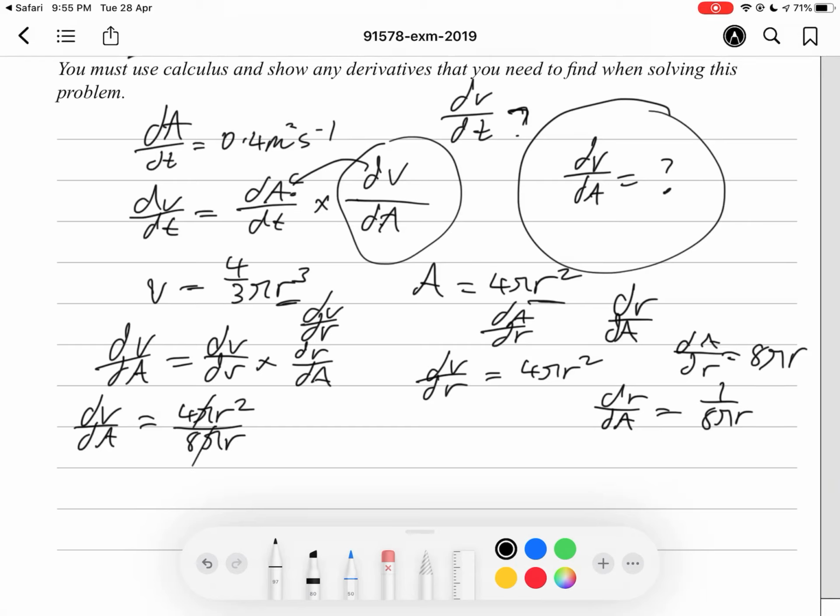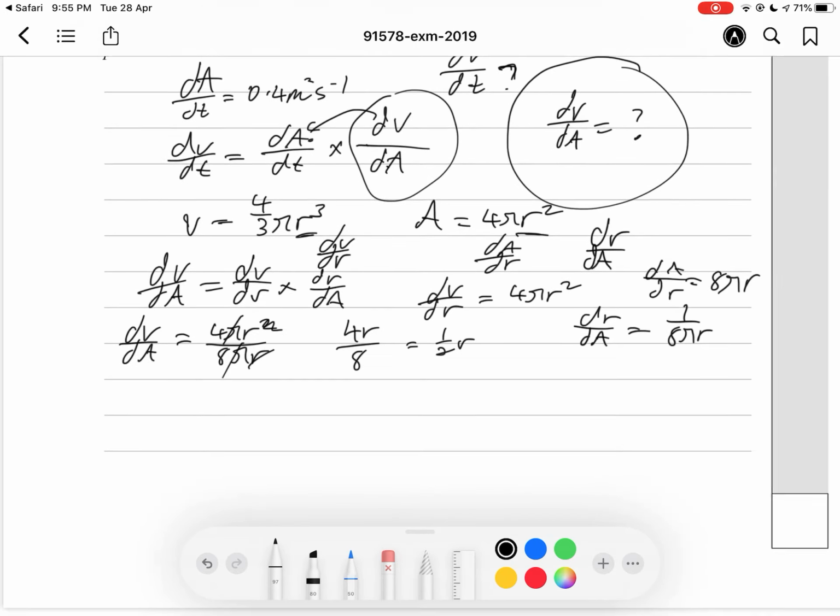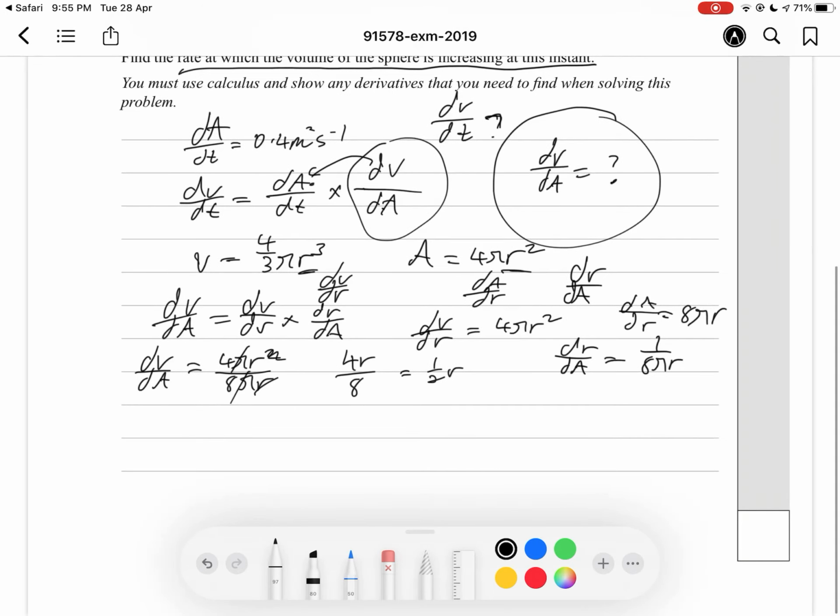Alright, so right now we can simplify this equation. Pi and pi cancel each other out, and one of the r's on the numerator will cancel out the r at the denominator. So what we're left with is 4r over 8, which equals half of r. So now we have our dV over dA. We can now multiply dV over dA and dA over dt to find our dV over dt. So dV over dt equals r over 2 multiplied by 0.4, and that will give us 0.4r over 2.